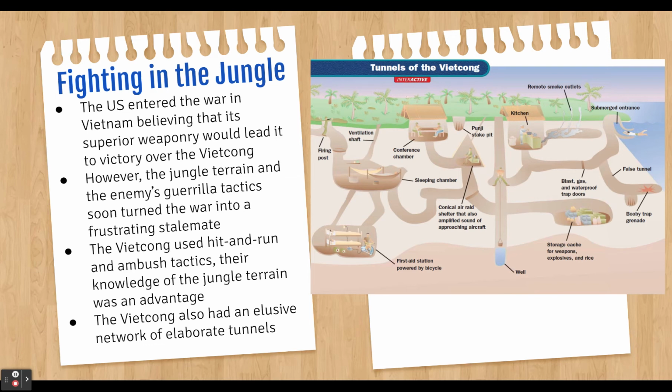And also because they weren't a designated army, U.S. soldiers really had no idea who made up the Viet Cong. Are these just villagers? Are these members of the Viet Cong? So it made it very difficult to identify the enemy and to fight against these very surprise attacks.